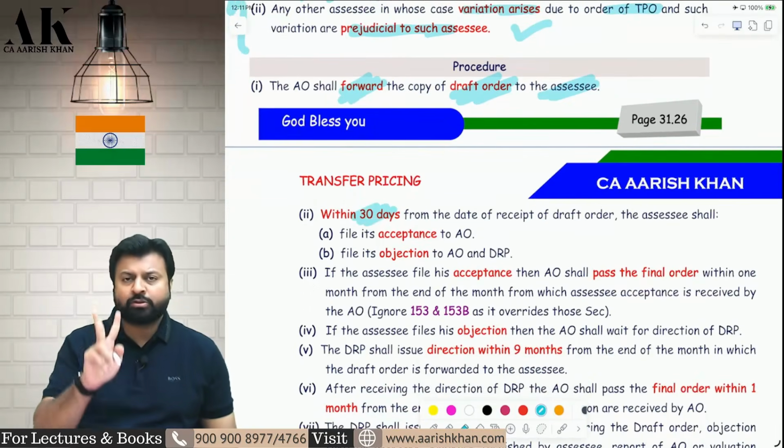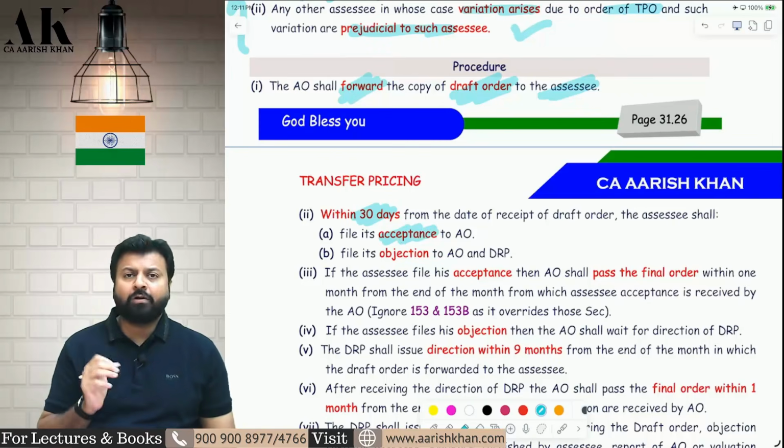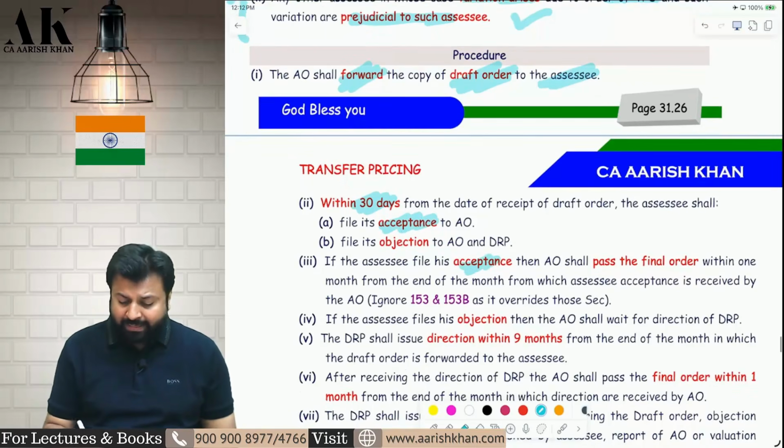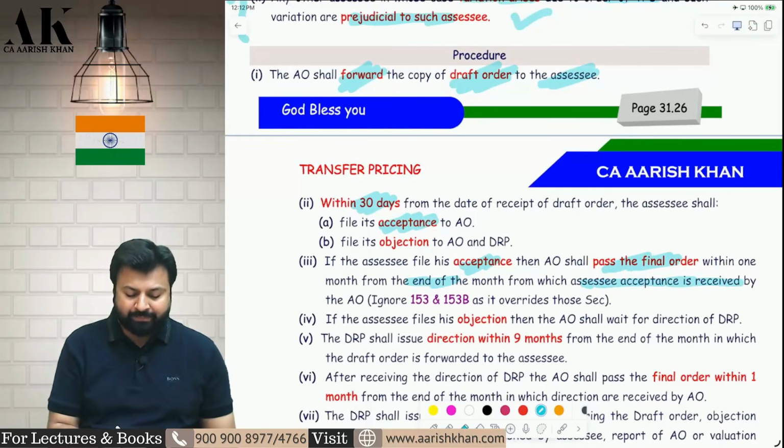Within 30 days, the assessee has 2 options. He can accept the draft order. If he accepts the draft order, then the AO will pass the final order within 1 month from the end of the month in which the acceptance is received by the AO.